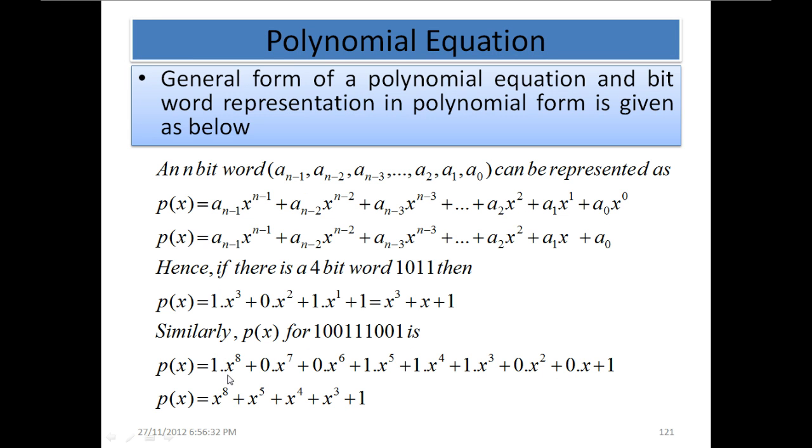So 1 is multiplied by x raised to power 8, 0 is multiplied by x raised to power 7, 0 is multiplied by x raised to power 6, and so on. The terms which are multiplied by 0 are eliminated because they are 0. We don't need to write them. So there are 4 terms like that: this one, this one, this one, and this one. So the resultant term is x raised to the power 8 plus x raised to the power 5 plus x raised to the power 4 plus x raised to the power 3 plus 1.